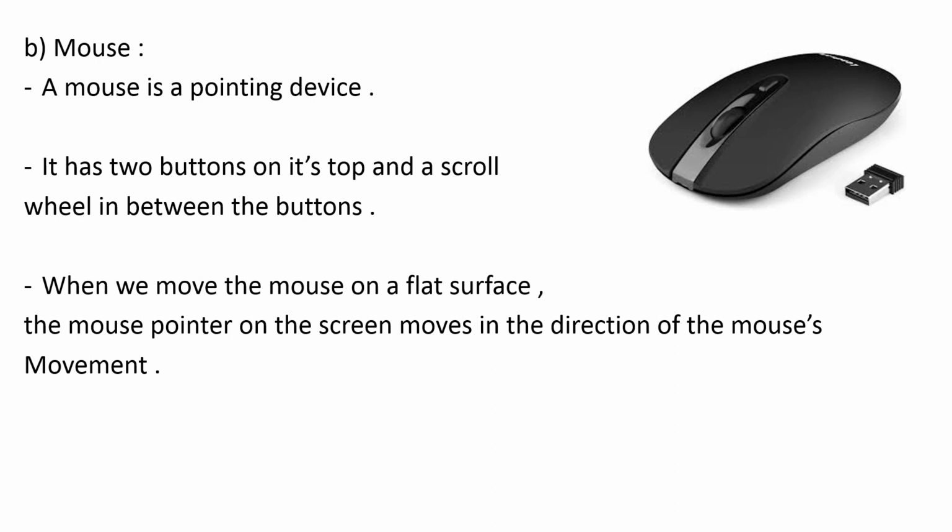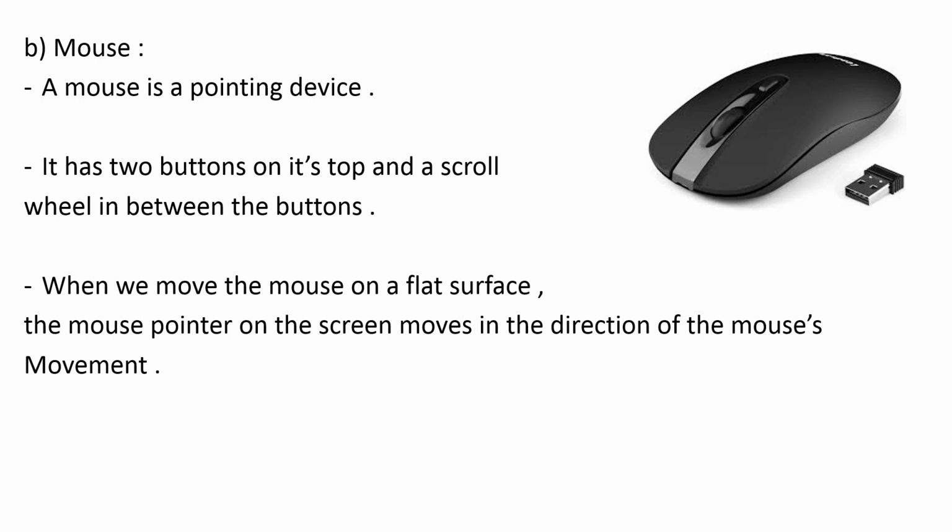When we move our mouse on the flat surface, the mouse pointer on the screen moves in the direction of the mouse movement. If I move my mouse to the right, the mouse cursor that is present on the screen will also move in the direction in which my mouse is moving. Understood?